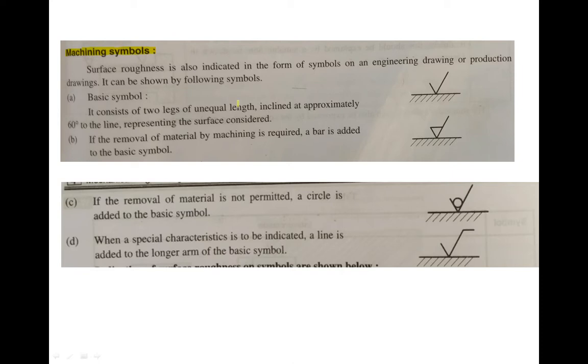The surface roughness is also indicated in the form of symbols on an engineering drawing or production drawing. It can be shown by the following symbols. So what is the basic symbol of machining? This is the basic symbol of machining. This consists of two legs of unequal length. These are the two legs. This is one leg, this is another leg. This consists of two legs of unequal length inclined at approximately 60 degrees to the line representing the surface considered. This is the basic symbol.